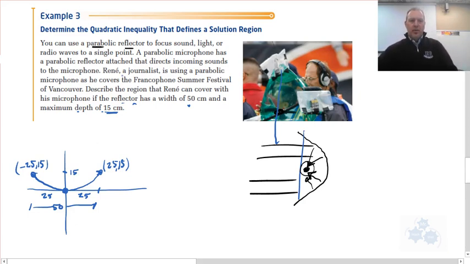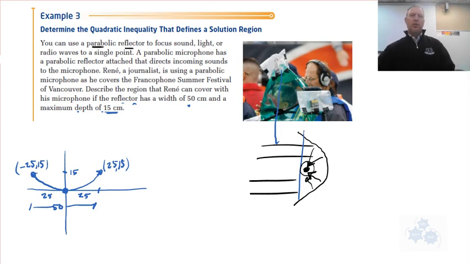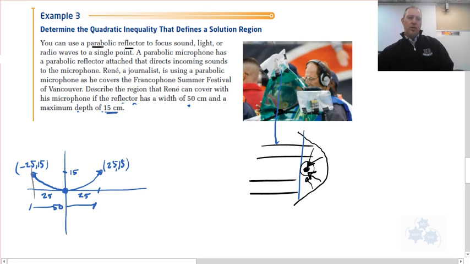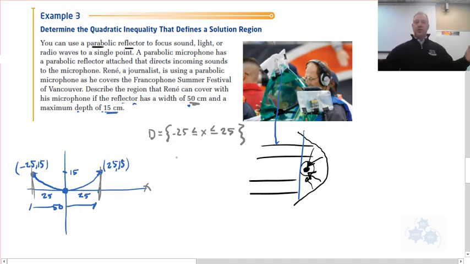All right, so the question says, describe the region Rene can cover. Well, this parabolic dish is only this wide, so we have a bit of a domain here. It can cover a certain width of sound, so that's going to be important. The domain is going to be between negative 25 and 25, and we can include those. So let's say x is our horizontal axis, between negative 25 and 25, in centimeters. That's our domain. We can't go further than that because the dish is not wider than that.